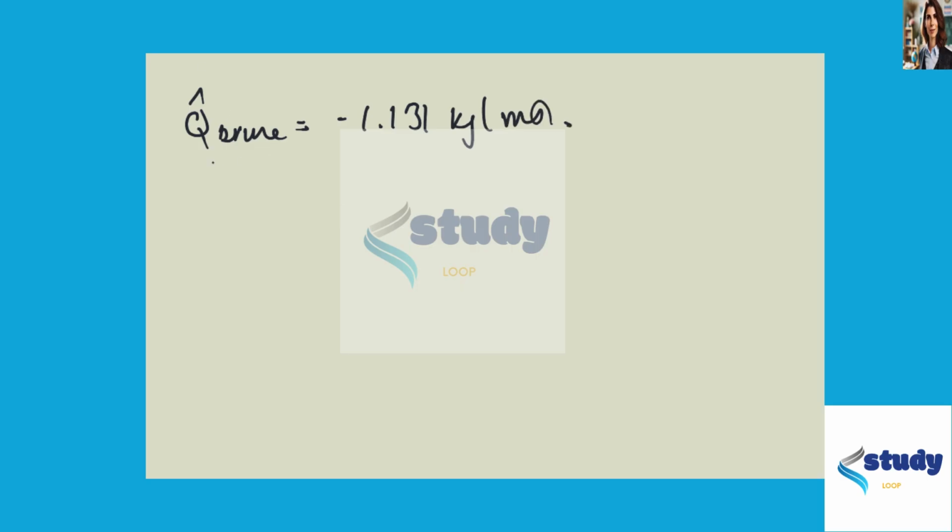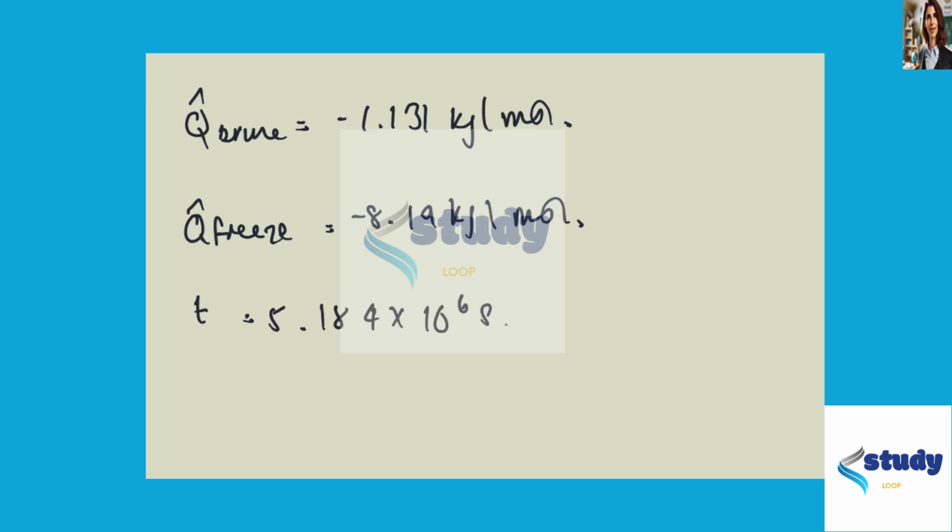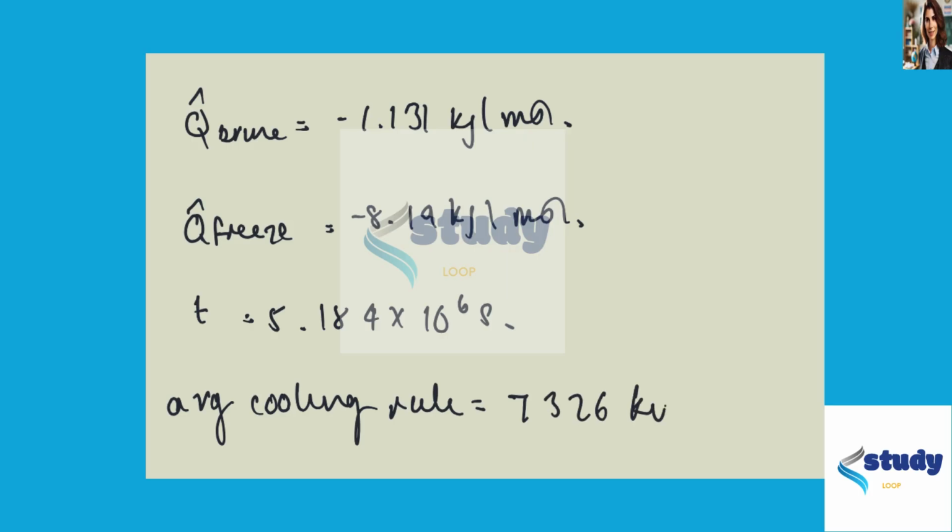So now we'll look at Q hat freezing. That is negative 8.19 kilojoules per mole. The time is 5.184 times 10 to the 6 seconds. So the average cooling rate is equal to 7,326 kilowatts.